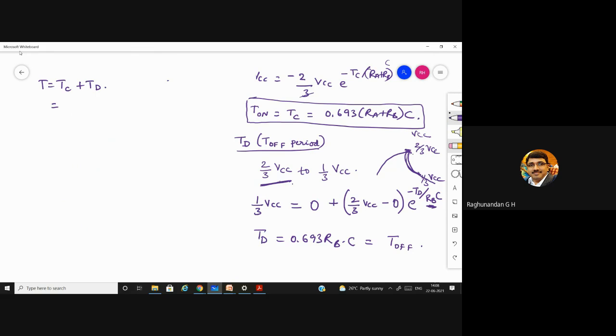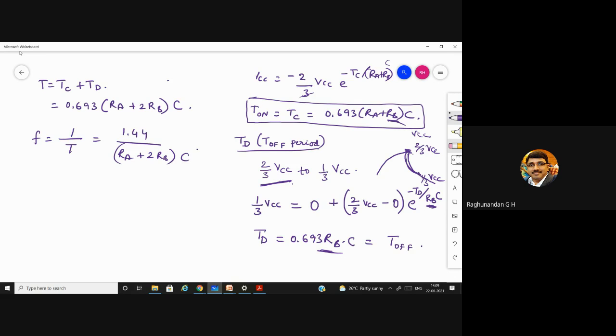So that is equal to 0.693, since it is common, times RA plus 2 RB, since RB is common here and here, into C. The frequency can be obtained as 1 by T. Taking 1 by 0.693, it will be 1.44 divided by RA plus 2 RB into C.